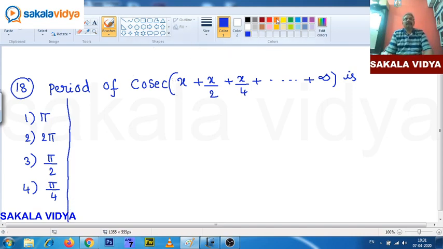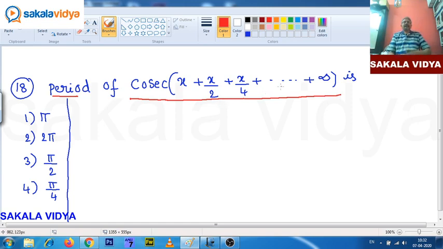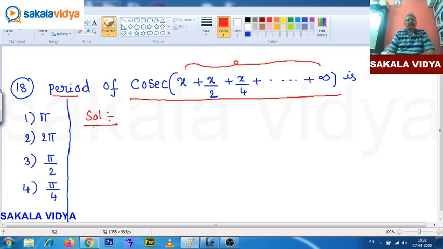Okay, let us make a plan now. Period of cosecant of (x plus x by 2 plus x by 4 plus so on to infinity). The expression inside the cosecant is an infinite geometric series, so we need to apply the a by 1 minus r formula. First, let us simplify this part. So now the plan is like this. Since it is a geometric progression, the first term a is equal to x. First let us write the function.